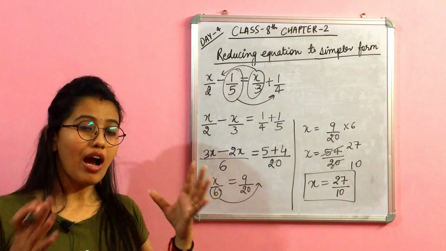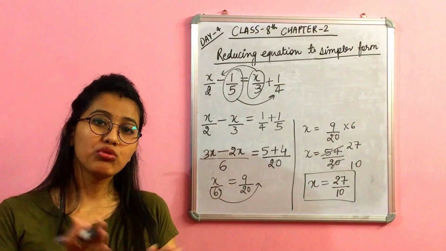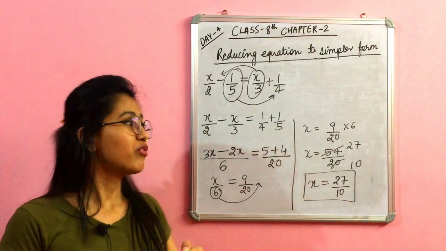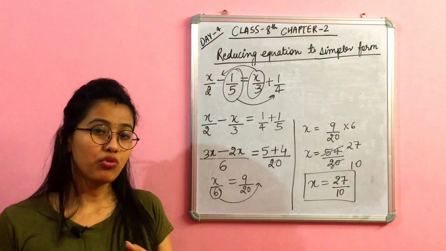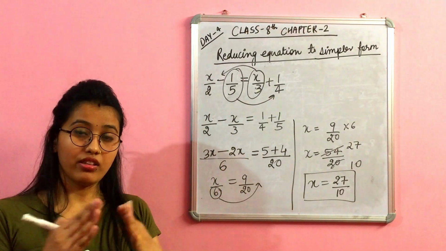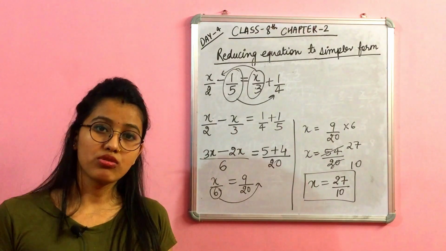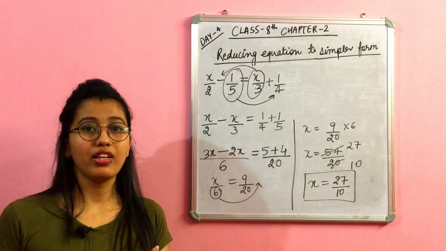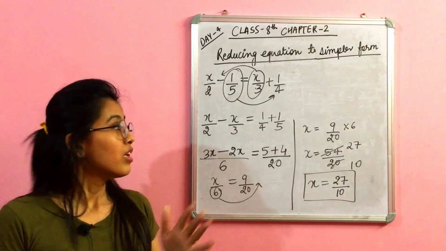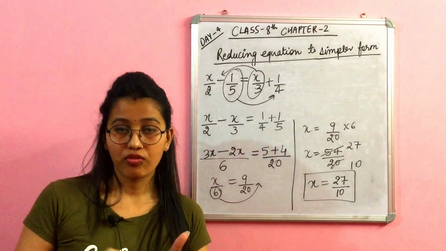What you have to do, you have to divide that word problem into 2 to 3 parts. After that, you can form the equation, whether it has the variable on both the sides or one side itself. Then you can reduce the equation into simpler form and easily solve the equation. Okay, so this was all about chapter number 2 of class 8th.